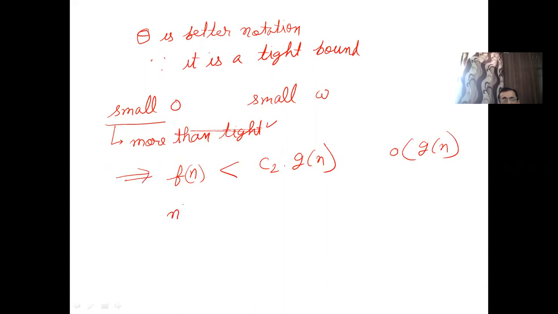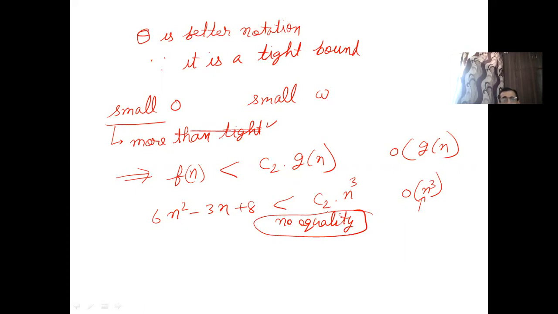Like if I say 6n square minus 3n plus 8, I can guaranteedly say this to be C2 into n cube. So big O notation said it n square or n cube, but the small o notation will say it has to be estimated more than equality. No equal symbol is used here. So big O is upper bound, but with the tight also allowed. Small o is more than tight, that is upper bound only, not equality.